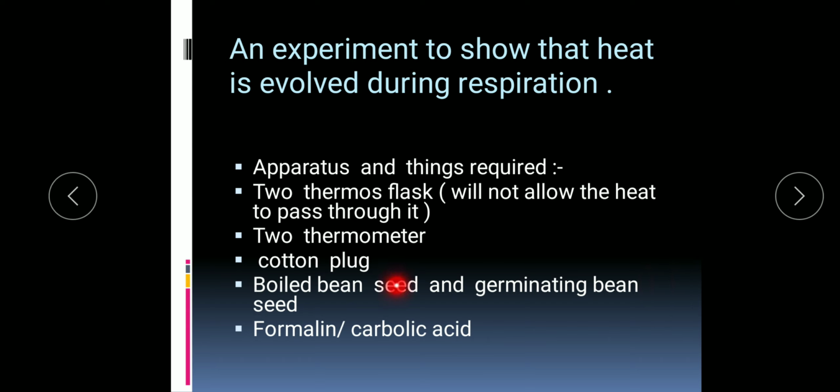Germinating bean seeds will perform the process of respiration and will release heat energy, whereas the boiled bean seeds will not perform the process of respiration and there will be no release of heat energy. We also need formalin or carbolic acid. The purpose of formalin or carbolic acid is to prevent the process of bacterial decomposition.